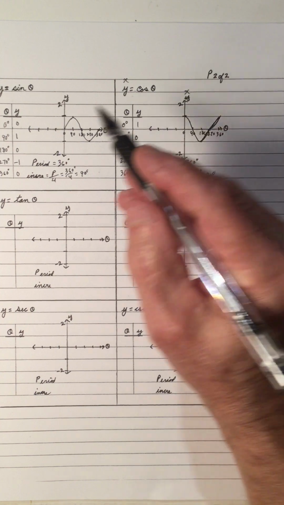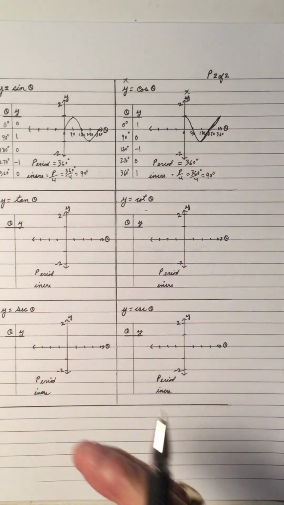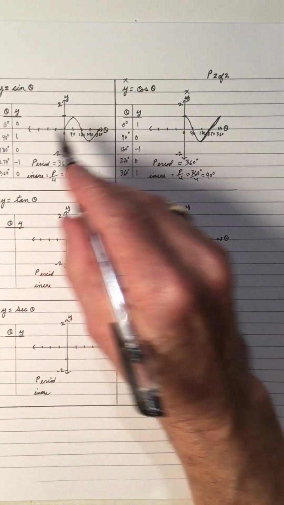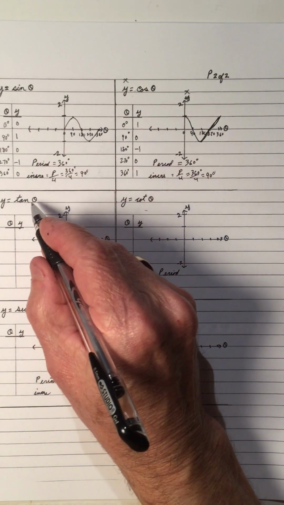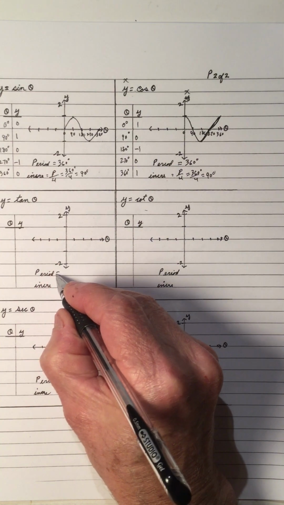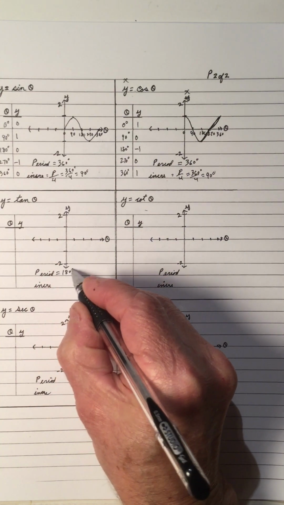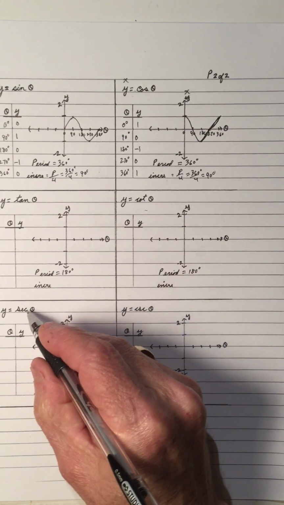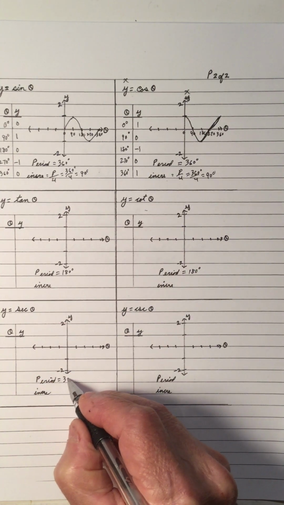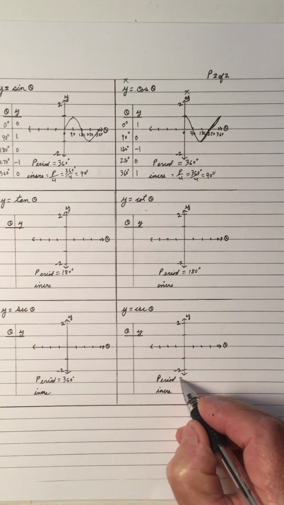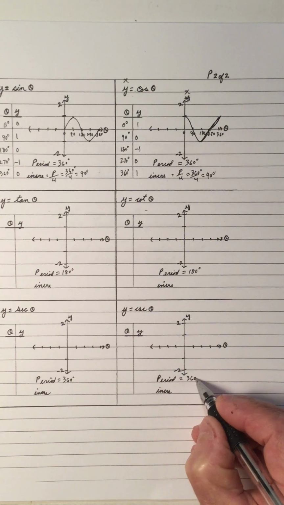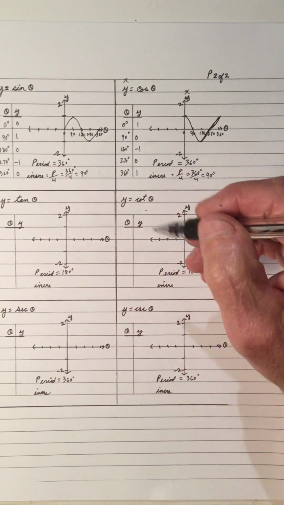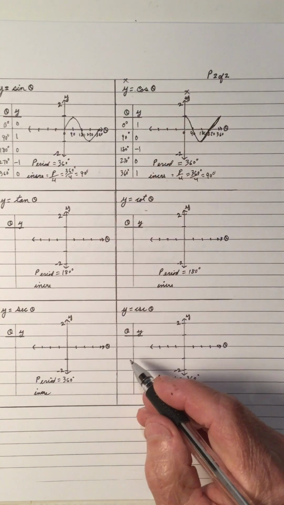memorized. Now, let's look at tan, cot, secant, and cosecant. The period of sine and cos is 360. The period of tan is going to be different. The period of tan is 180. The period of cot is 180. The period of secant is 360. And the period of cosecant is 360. So the only two different ones, the period of tan and cot, are 180. The period of all the rest are 360.